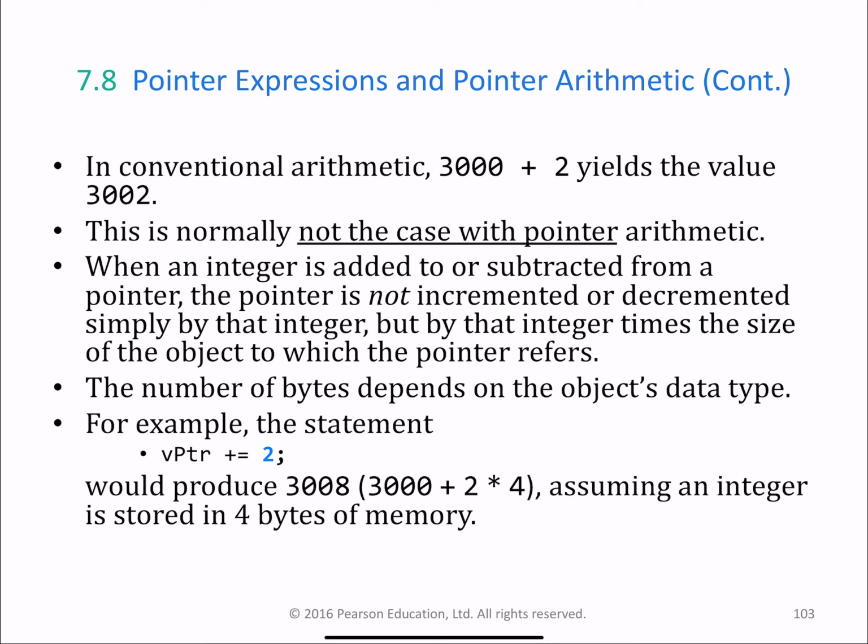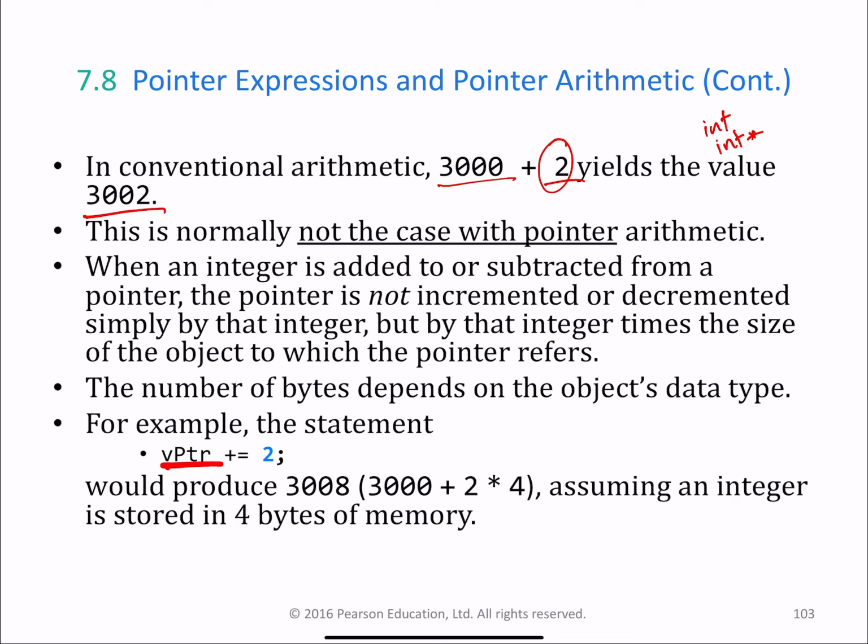Now, if I had an ordinary integer number 3000, and if I add 2 to it, the result will be 3002. This is usually not the case with pointer arithmetic. And why is that? That is because when you add an integer to or subtract an integer from a pointer, instead of an integer, what's the difference between adding 2 to an integer versus adding 2 to an integer pointer? The difference is that when you add 2, that is automatically understood to mean adding 2 elements, or jumping ahead 2 elements of whatever type is the type of the pointer.